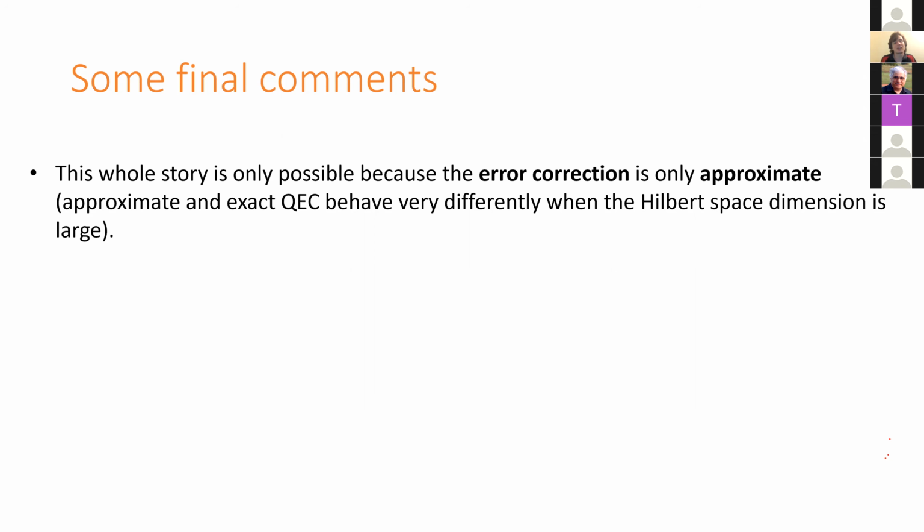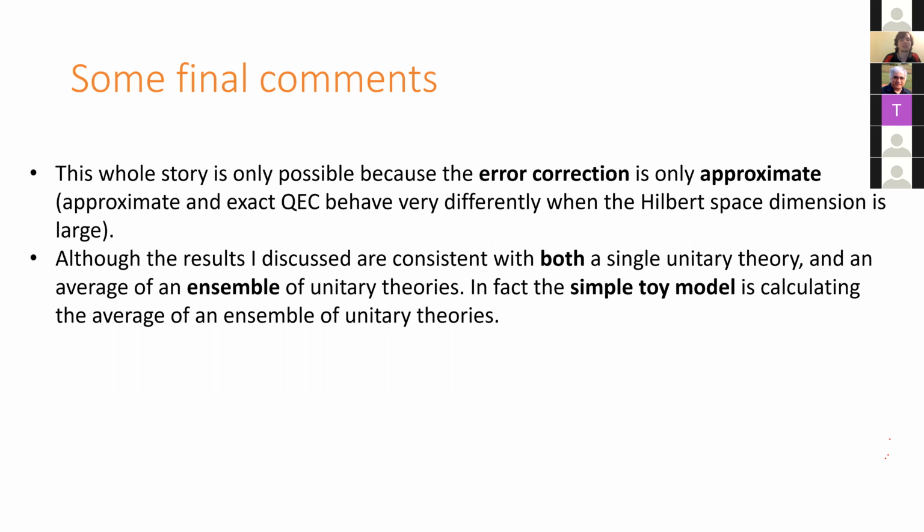And the reason for that is that approximate and exact quantum error correction behave very differently when you look at very, very large Hilbert spaces. The limit epsilon going to 0 and the limit where the Hilbert space dimension goes to infinity don't commute with each other. The semi-classical limit is the limit where the Hilbert space dimension of the black hole microstates goes to infinity. So it's unsurprising that there should be subtleties there.